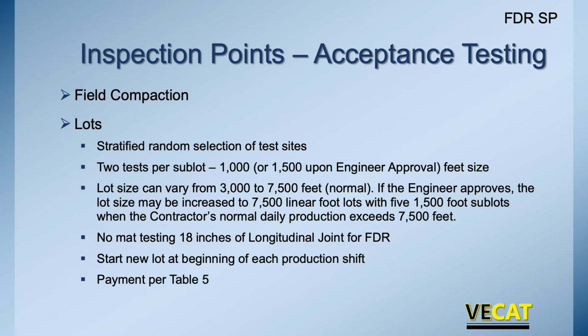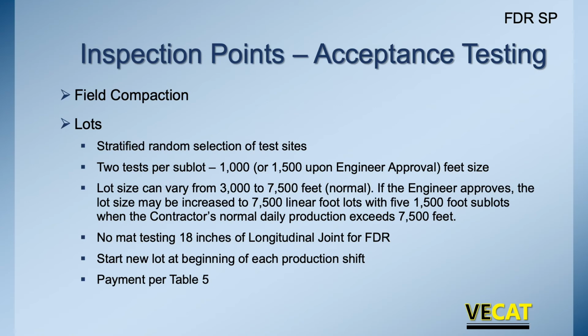So we talk about field compaction. How big of an area do we do? Very similar to asphalt paving projects and other materials that we use in Virginia, we have lots. Within those lots, we do stratified random selection of test sites. What does that mean? Over a length of road and over the lane width, we're randomly selecting locations to actually do testing. We're not just picking and choosing, but we have a randomized process.